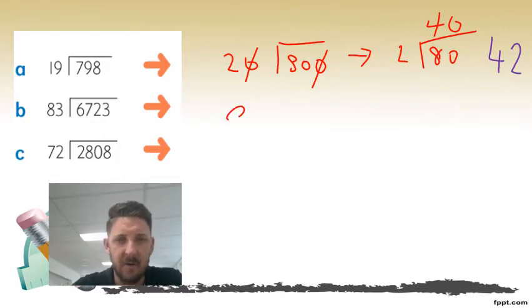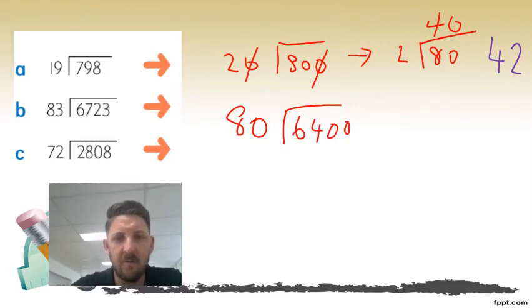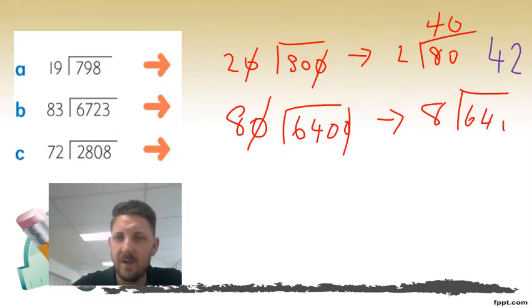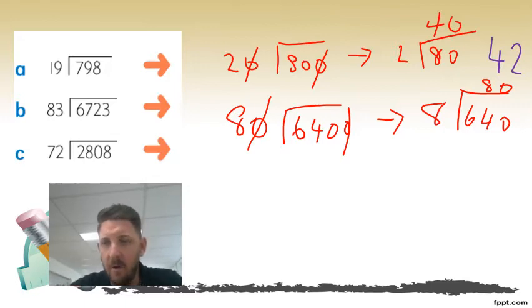Let's try the next one. I'm going to change it to 80 on the outside, and I'm going to change it to 6,400. Now by doing that, cross off a 0 and change it to 8 into 640. 8 into 64 goes 8 times. 8 into 0 goes 0 times. Now if I work that out on my calculator, my answer is 81.